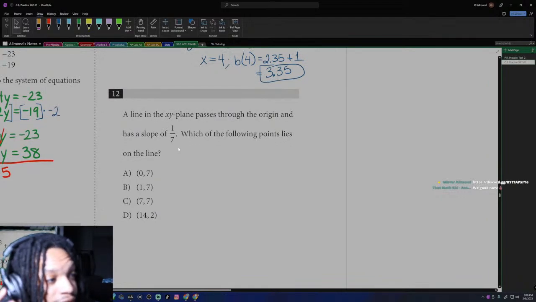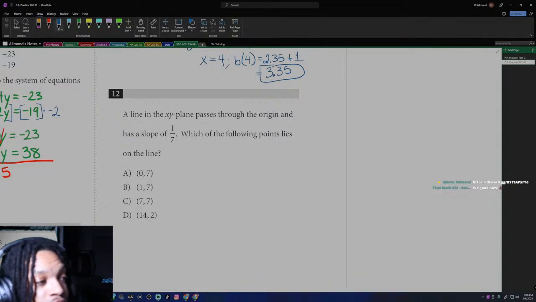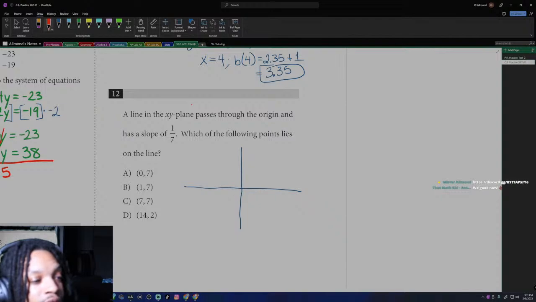Okay, so a line in the XY plane passes through the origin and it has a slope of 1/7. Which of the following points lies on the line? Okay, I guess I could sketch. It tells us a line that passes through the origin. So I know that point is on the line. And if the slope is 1/7, then I know it goes what? Up, rise over run, up 1/7. So I'm just going to estimate it to be right here.